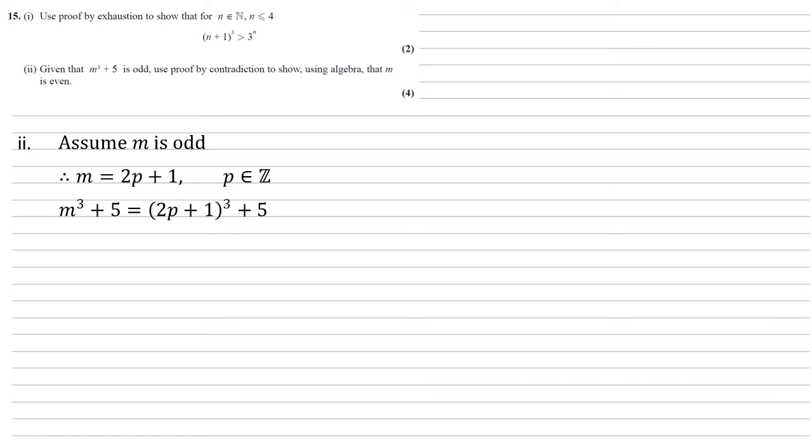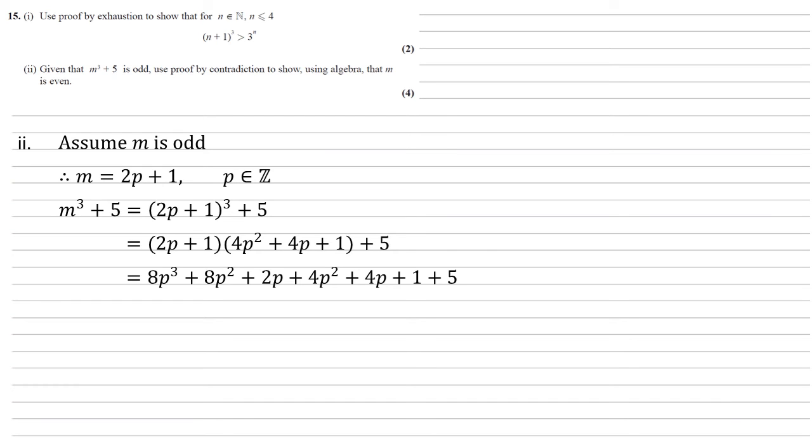So putting that into our m cubed plus 5, we would get (2p plus 1) all cubed plus 5. Now we're going to expand this bracket. It's up to you how you do that. I take out a (2p plus 1) all squared, which is 4p squared plus 4p plus 1, and then multiply that by the remaining 2p plus 1.